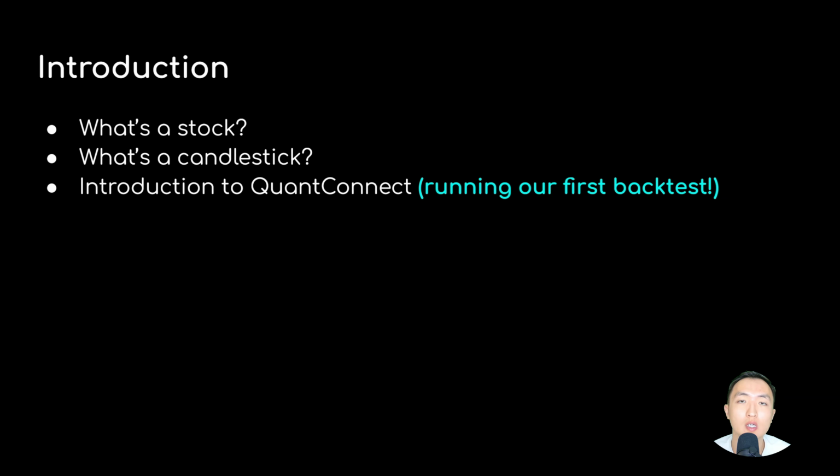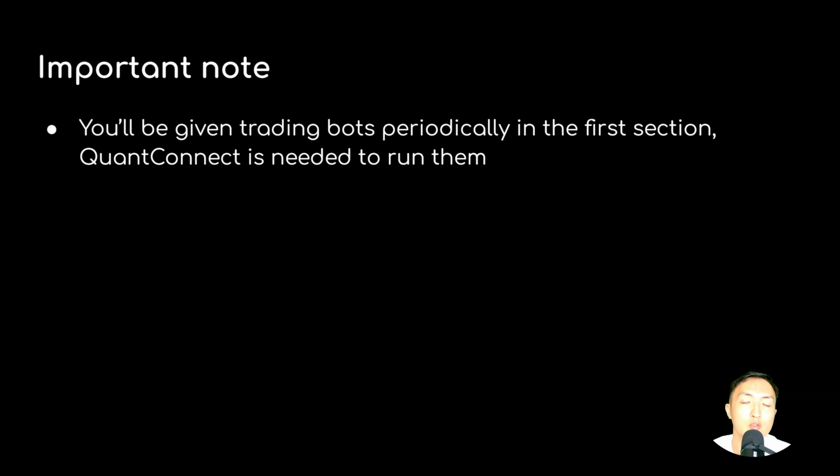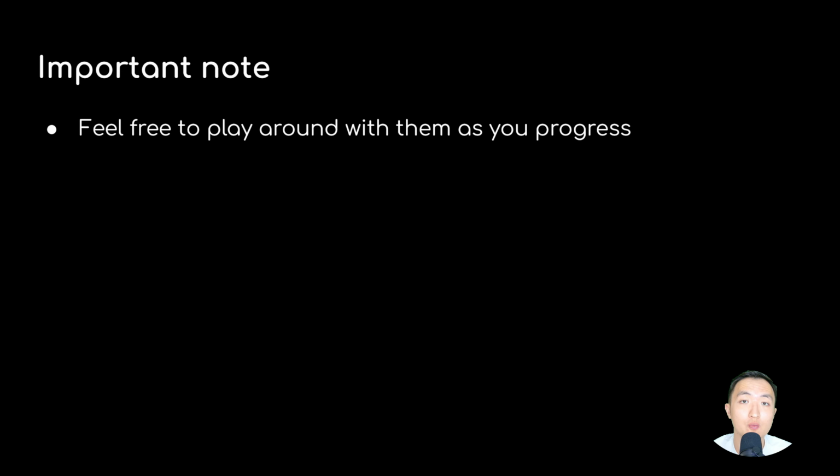In today's lecture, we're going to go through what a stock is, what a candlestick is, and an introduction to QuantConnect, where we'll be running our very first backtest. Important note, we won't be learning on QuantConnect for most of the first section of this course. The reason why we're doing an introduction to QuantConnect today is because you'll be given trading bots periodically in the first section of the course to show you why what we're learning is relevant to coding trading bots, and a QuantConnect account is needed to run them. Feel free to play around with them as you progress, and I hope that they'll keep you engaged.